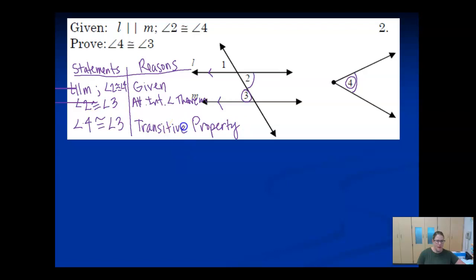So I'm just going to say here it's the transitive property. Okay, I could technically say it's by substitution as well, because I'm substituting angle 4 here for the angle 2, because angle 2 and 4 are congruent, so I can substitute this angle 2 with angle 4. So another option for the reason here could be by substitution. But just make sure that each claim you make has a reason or a justification for why it's true.